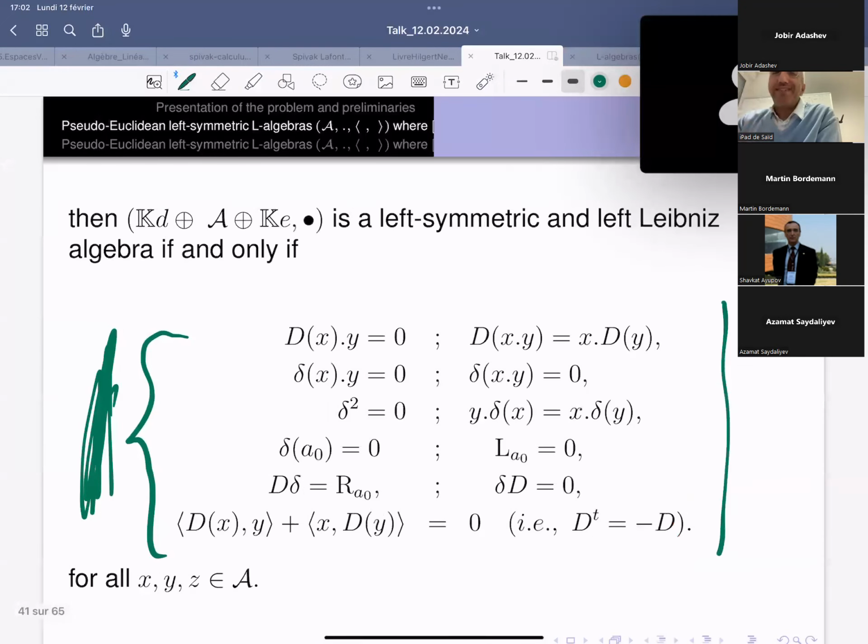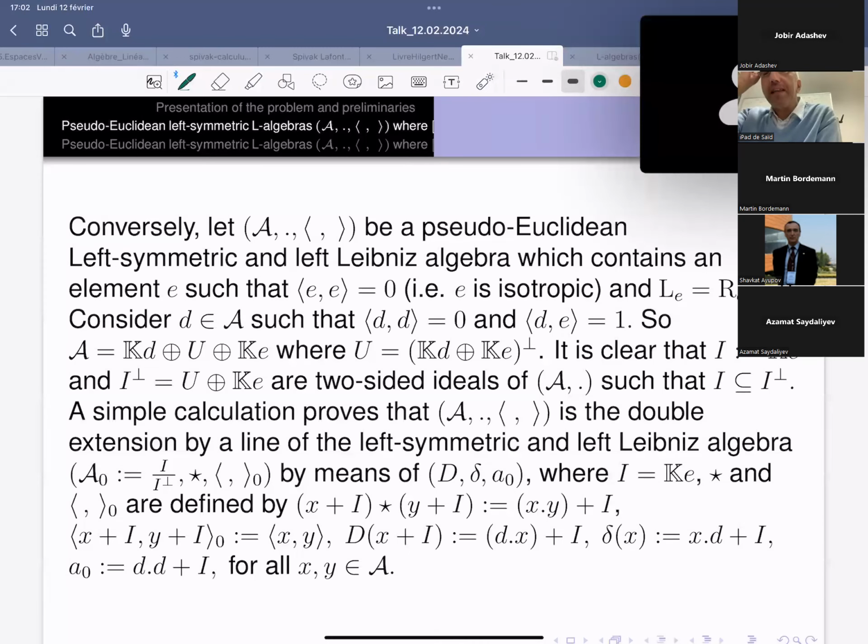Conversely, if you consider a pseudo-Euclidean left symmetric algebra which contains an element E with this condition, and the right and left multiplication is 0, we consider D here, and we can prove that this left symmetric and left Leibniz algebra can be obtained by double extension of a left symmetric and left Leibniz algebra. That's like this.